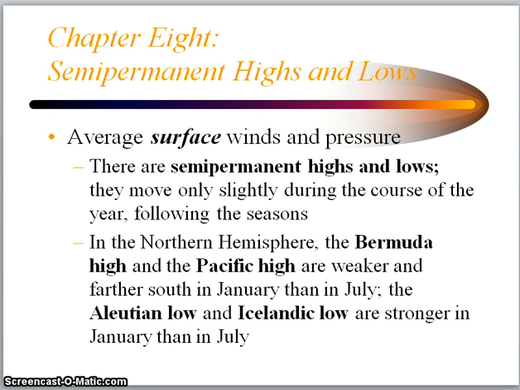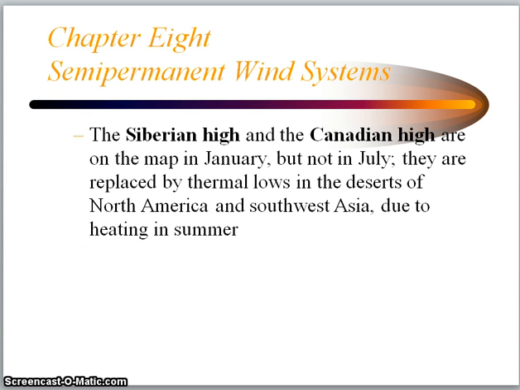The Aleutian low pressure and the Icelandic low pressure are stronger in January than in July. The Siberian high pressure and the Canadian high pressure, which are caused because of bitterly cold Arctic air, are on the map. They're visible in January, but you don't find them in July. They're replaced by low pressure systems, thermal lows that are caused by heating of the deserts of North America and Southwest Asia.